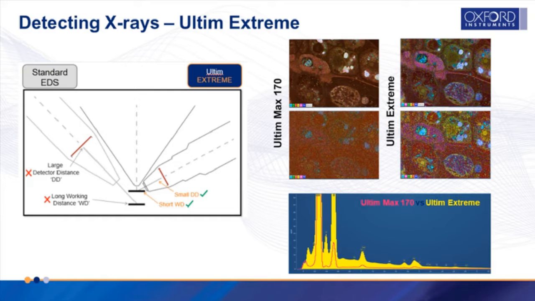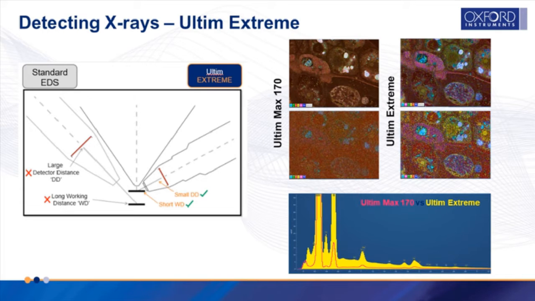This means two things. The first is that it can get closer to the sample, as you can see in the diagram on the left. The second is that more low-energy X-rays, those typically produced by light elements such as those present in biological samples, and which can be absorbed by the thin window in traditional detectors, can now reach the silicon drift detector. This means we can also image the sample at lower accelerating voltages than before, which in turn reduces the specimen beam interaction volume and improves resolution in images and in signals.